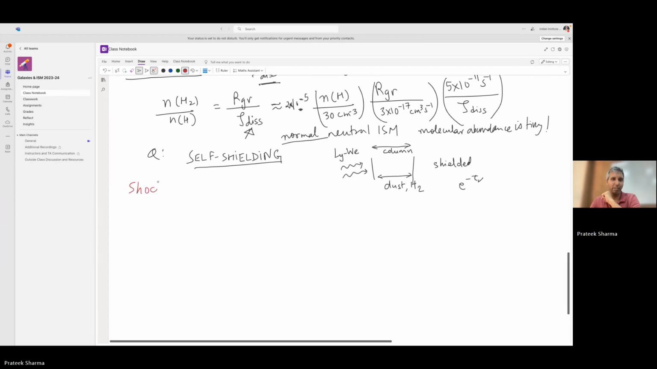So shocks. We talked about the cooling mechanism for hot gas. What about the heating mechanism? We haven't talked about the heating mechanism. The hot gas, the hot phase, cannot be heated by photoelectric effect and all that, right? Everything is ionized, so where are photoelectrons? So the hot phase is typically heated by mechanical injection of energy. So shocks are one of those examples through which you can heat the gas. If you pass a shock through gas, it can irreversibly heat the gas.